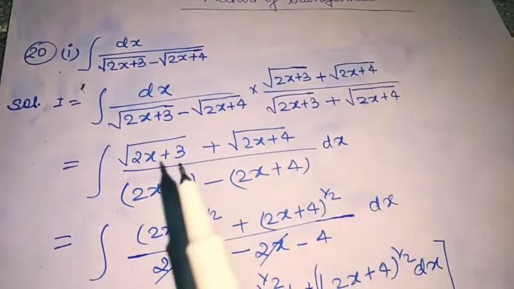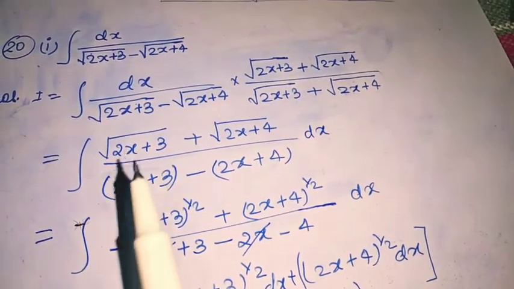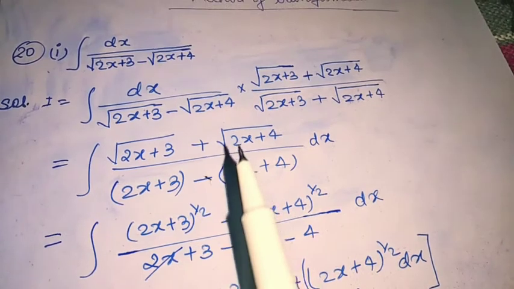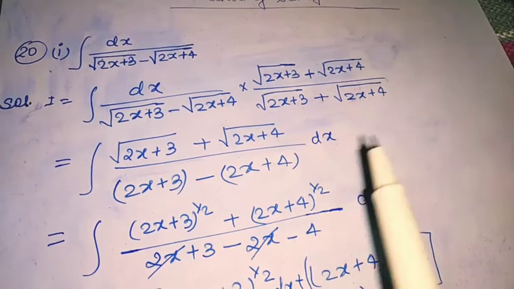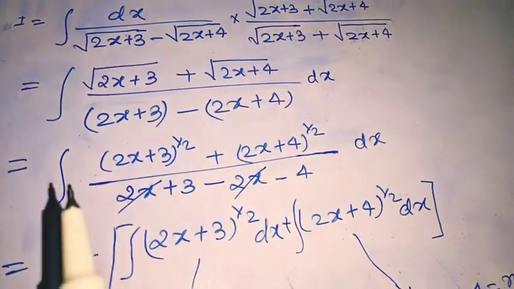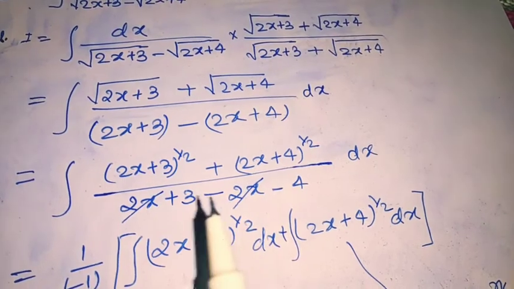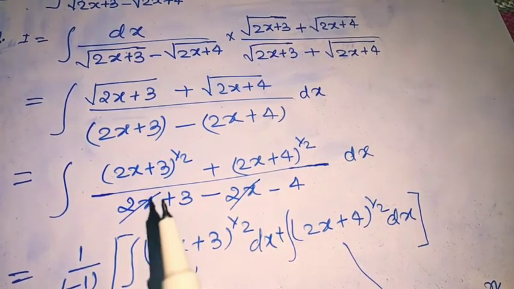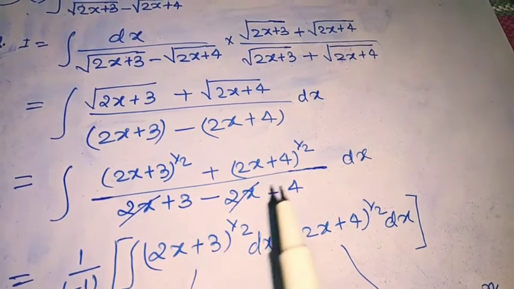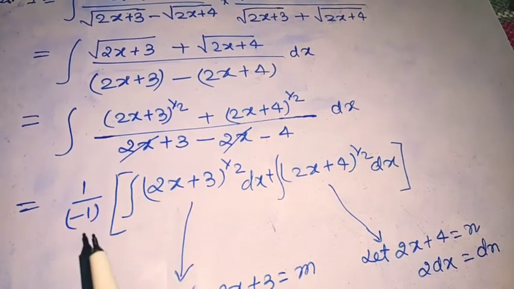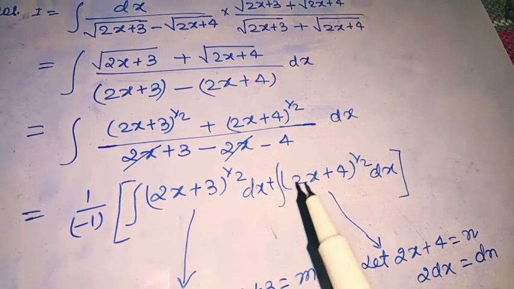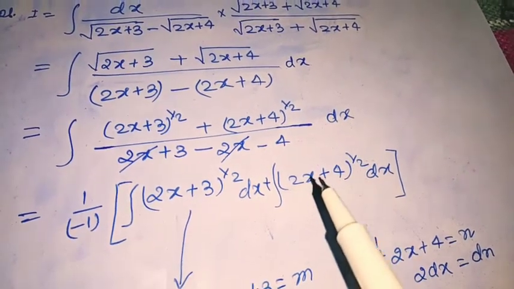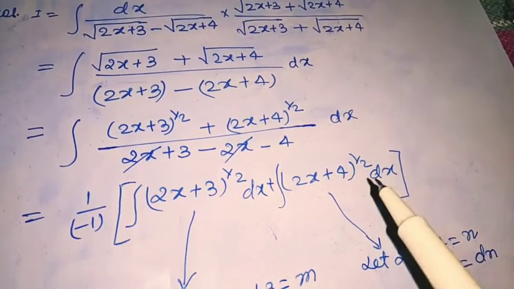In the next step you can see we have written integration of (square root of 2x plus 3 plus square root of 2x plus 4) upon (2x plus 3 minus (2x plus 4)) into dx. In the next step we can write it like this. Here 2x and 2x will be cancelled out, so it will be minus 1. Next, we have written 1 upon minus 1 into integration of (2x plus 3) whole raised to the power half into dx plus integration of (2x plus 4) whole raised to the power half into dx.